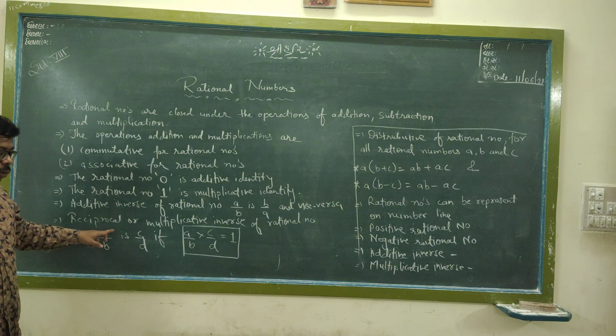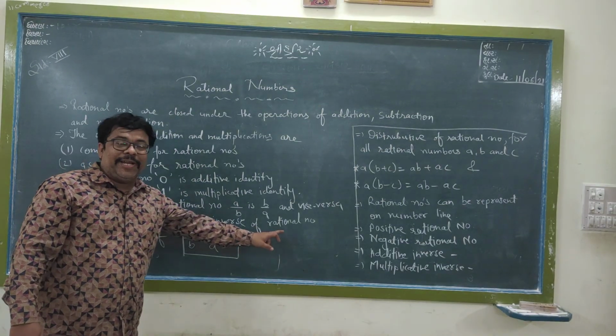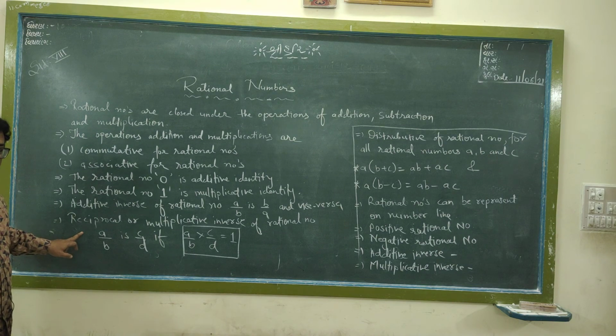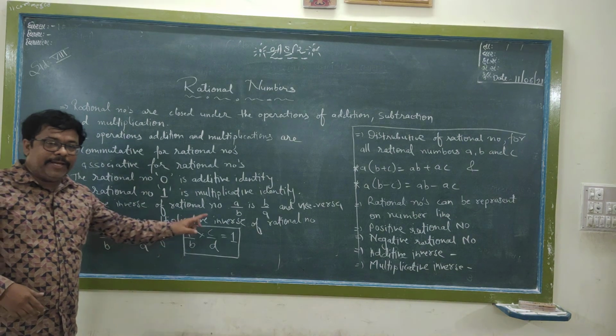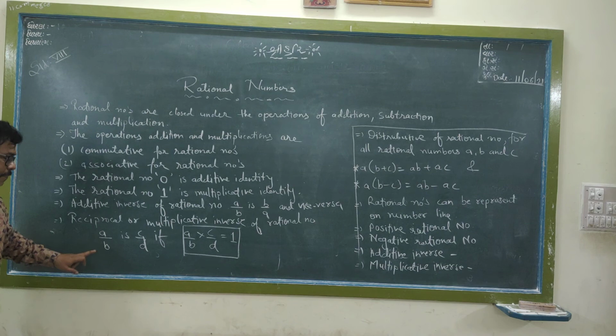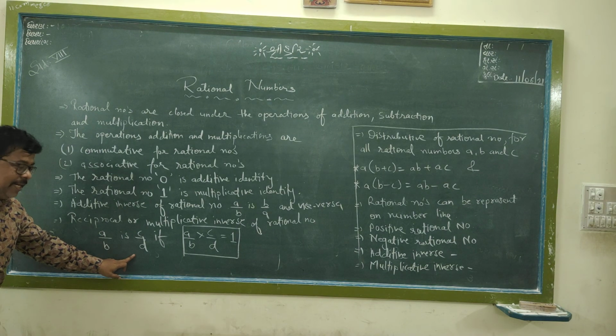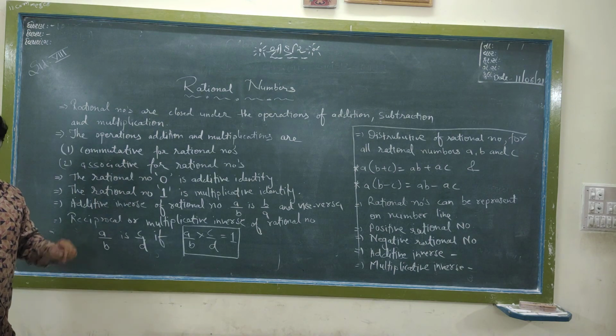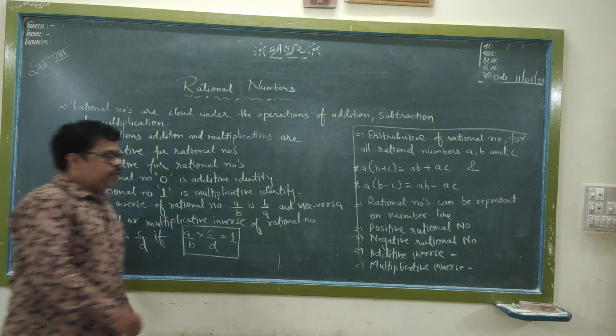Next, the reciprocal or multiplicative inverse of a rational number. It is called the reciprocal, meaning the opposite, the flip. The reciprocal or multiplicative inverse of the rational number a by b is c by d when a upon b into c upon d equals 1.